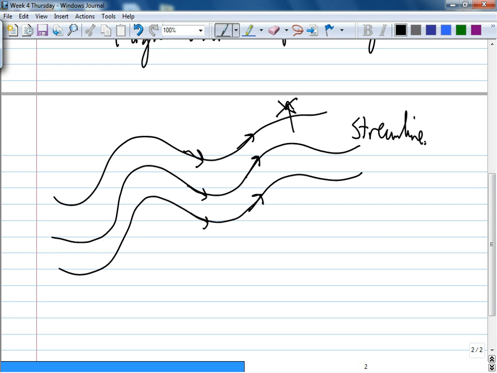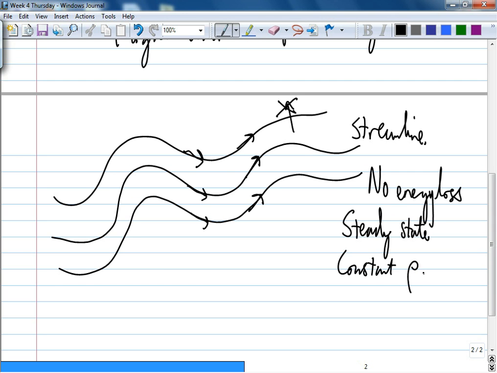Then we assume, for the simple case, no energy loss. Later we'll worry about energy loss in pipe flows and so on. But for now, no energy loss. Steady state. And what else? Constant density. That's our assumption. So this is valid if your velocity is much less than the speed of sound. Slow flow.